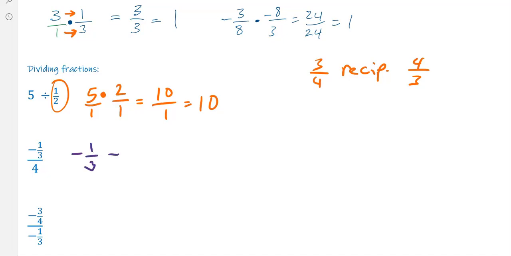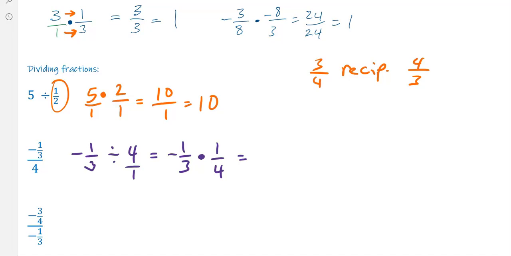-1/3 divided by 4. Same problem, just written differently. Multiply by the reciprocal. So -1/3, that one stays the same, times, let's see, change that to a fraction, 4 over 1, the reciprocal is 1 over 4. And then we multiply straight across.